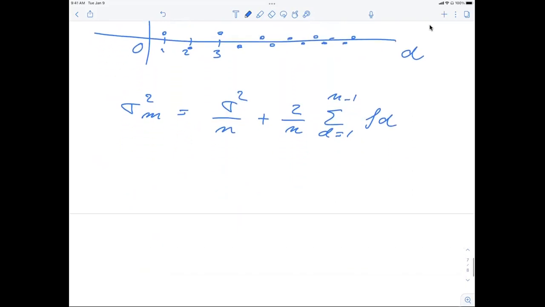And if I now bake in this autocorrelation function, which I defined previously, I can rewrite this one as sigma squared divided by n. And I have 1 plus 2 times the sum from d equal 1 up to n minus 1 of this correlation function k of d.